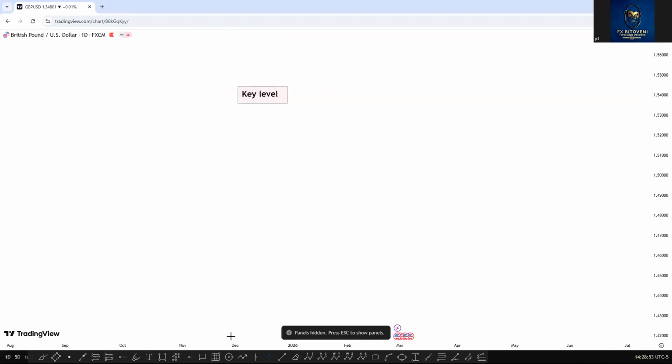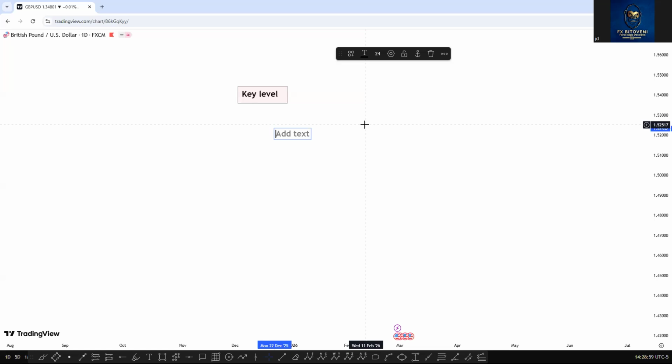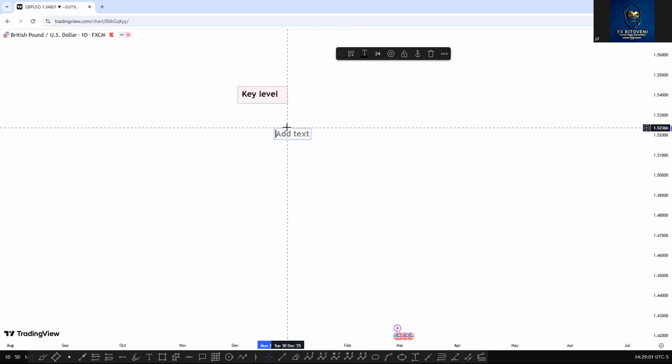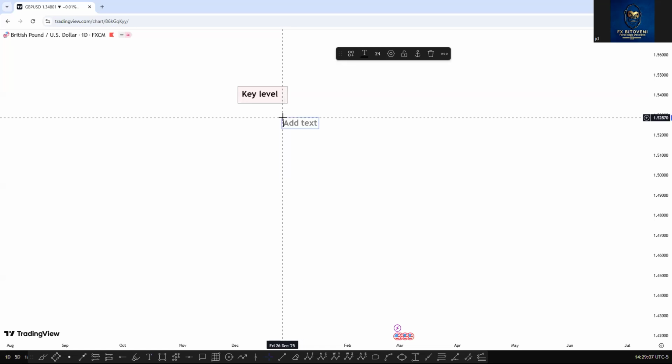Basically, when we talk about key levels, those are the areas where we are waiting for a reaction before, or areas where we wait for entry. And those key levels, of course, the most popular one is your order block.